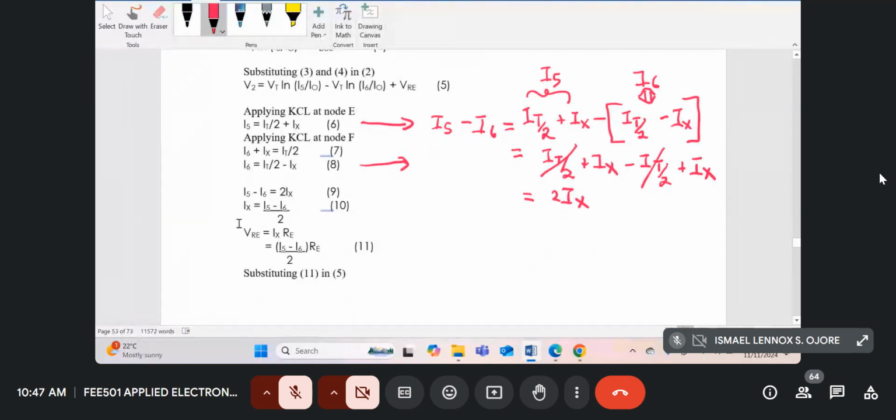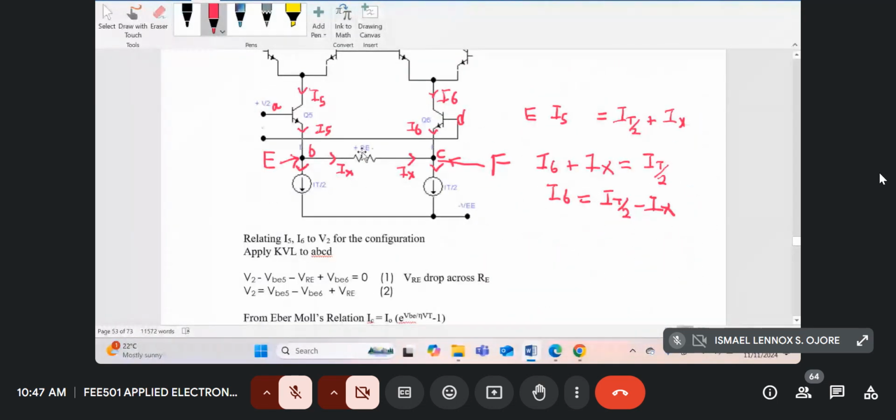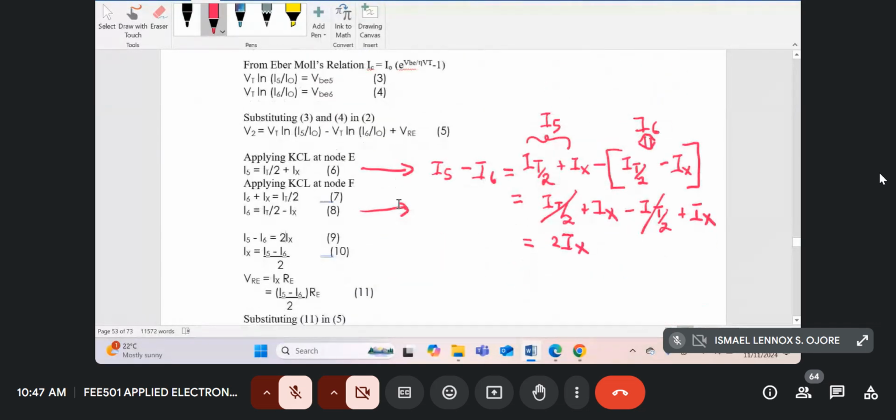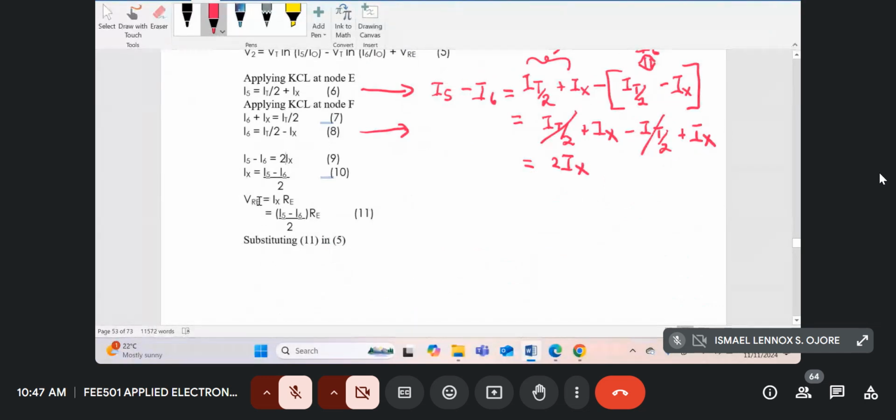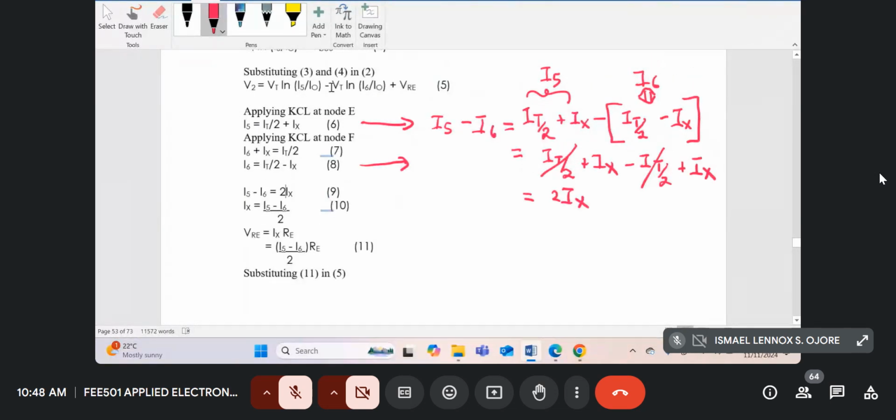And therefore, we can get the voltage drop across Re, and this is this resistor here. The voltage drop across this resistor here is just IX into Re. So that is what I've written over here. So VRE is just IX into Re, which is I5 minus I6 divided by 2 into Re. Now let's substitute all these results in equation 5. This is equation 5 over here. So we know what VRE is.